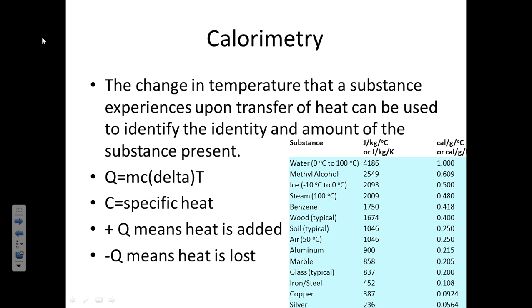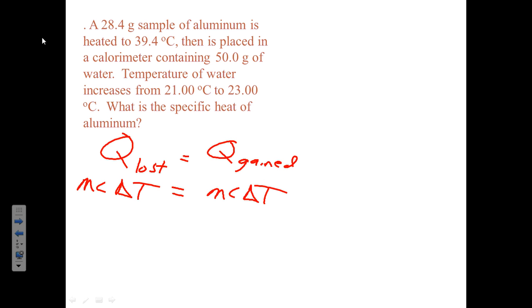All right, so we're going to do everything in kilograms. So let's change 28.4 grams to kilograms. It's going to be 0.0284 kilograms of aluminum times the specific heat, which was 900.